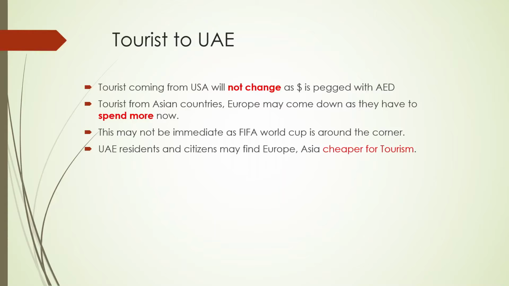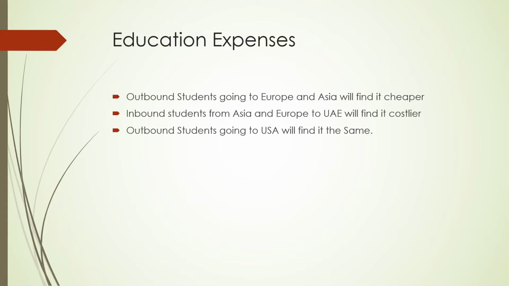Okay, so medical tourism to India is also going to be cheaper because now the UAE dirham is costlier, so you can spend on medical tourism as well, which is going to be cheaper for you. Education expenses can also be affected for those who are coming to UAE to study from Asia and Europe. They have to spend more to get dirhams, but those who are going to Europe and Asia for study, their education expenses will go down because of the appreciation of the dirham, right? So those who are going to the US and probably those who are coming from the US to study in UAE, there will not be any change for them.